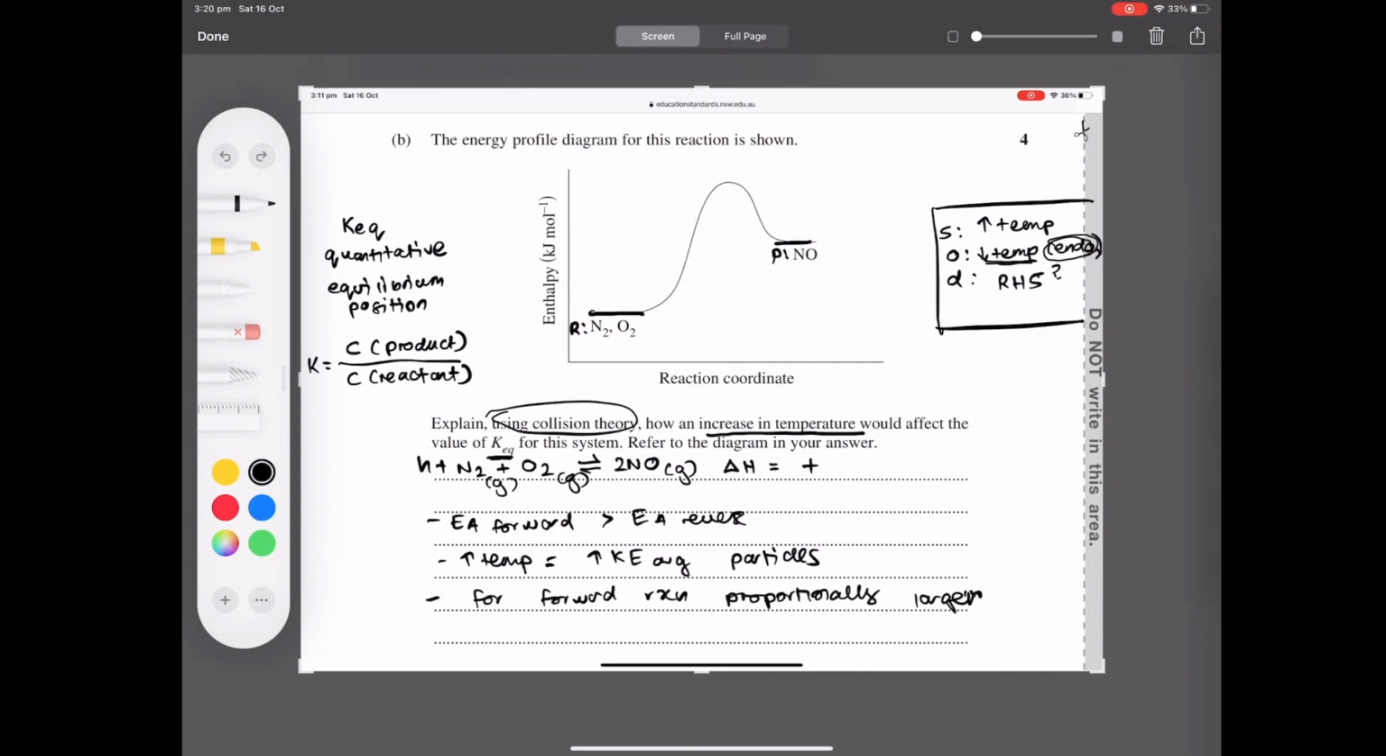Oh, okay. Yeah. And then we can see that because of that, the forward reaction will be favored, as there'll be a greater increase in its reaction rate. And so we can see that there'll be more products formed compared to reactants. And as the concentration of products goes higher and the concentration of reactants goes down, the value of KEQ will increase. Very good. Yeah, I would say, honestly, that's a very close to perfect answer.